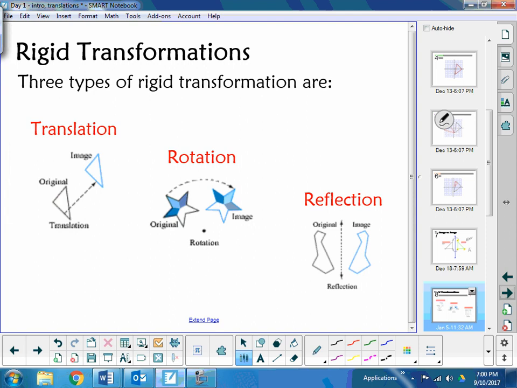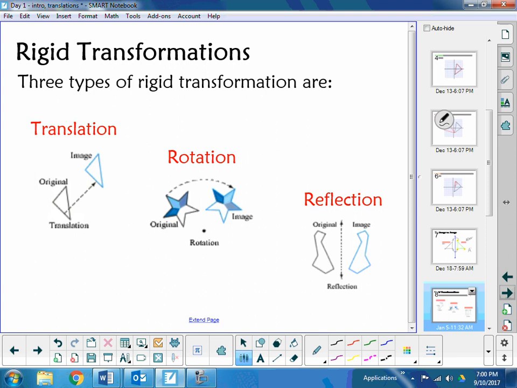Next couple of terms I want you to be familiar with are rigid transformations. So we have three types of rigid transformations. They are translations, rotations, and reflections. What that basically means is your pre-image and your image are congruent figures. Remember how we talked about congruent polygons earlier this year? Well, the pre-image and the image have to be congruent, meaning all corresponding sides and all corresponding angles are congruent.